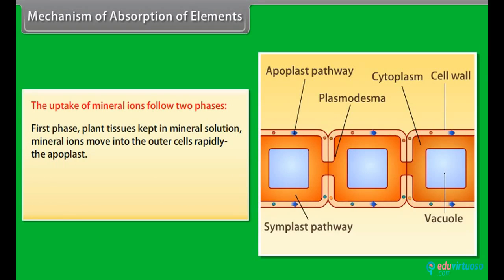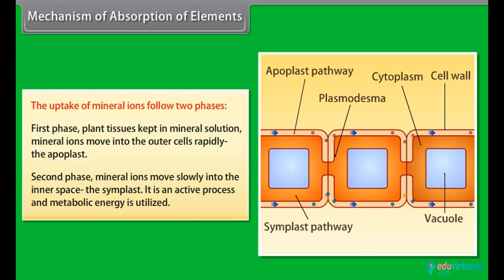First phase. Plant tissues kept in mineral solution. Mineral ions move into the outer cells rapidly, the apoplast. Second phase. Mineral ions move slowly into the inner space, the symplast. It is an active process and metabolic energy is utilized.